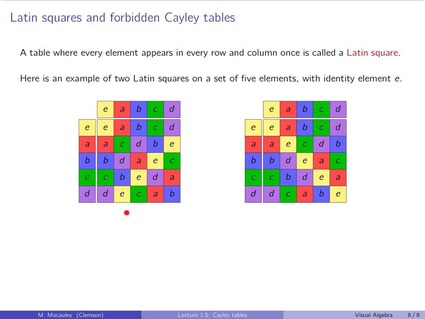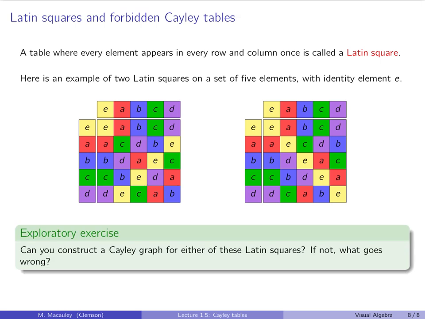And here are two Latin squares on a set of 5 elements, and both of them have an identity element E. That is an element that when you multiply by anything on the left or on the right, you get that element back. So are these necessarily Cayley tables of a group? I'm not going to tell you the answer. You'll have to wait for the next lecture. But it's a fun exploratory exercise to see if you can construct a Cayley graph for either of these Latin squares.